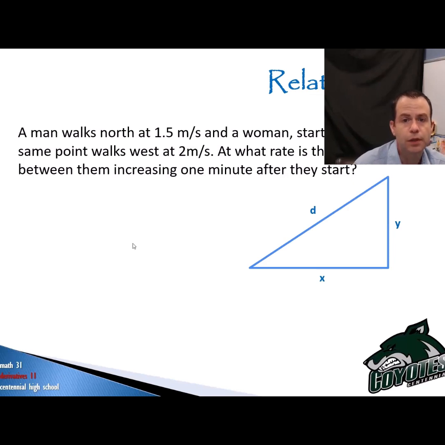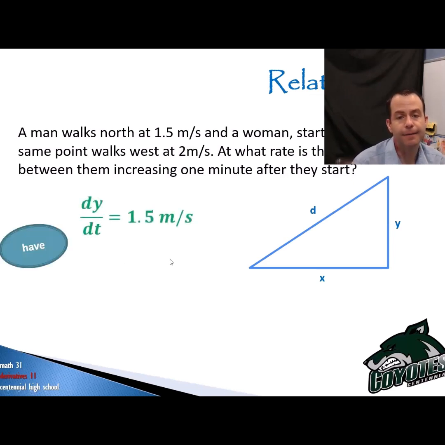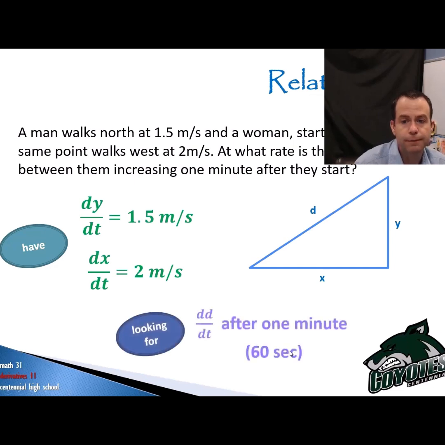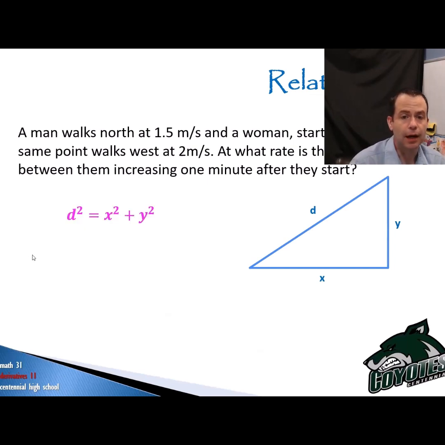Okay, so what do I have? I have that dy over dt, the change for the man, is 1.5 meters per second. I also have dx over dt, which would be 2 meters per second. Both of them are walking away from the fixed point, and that's why they're both positive, okay? So I'm looking for dd over dt after 1 minute, which is 60 seconds. So the formula I'm going to use will be the Pythagorean theorem again, x squared plus y squared equals d squared. Now I'm going to take the derivative of both sides, okay?